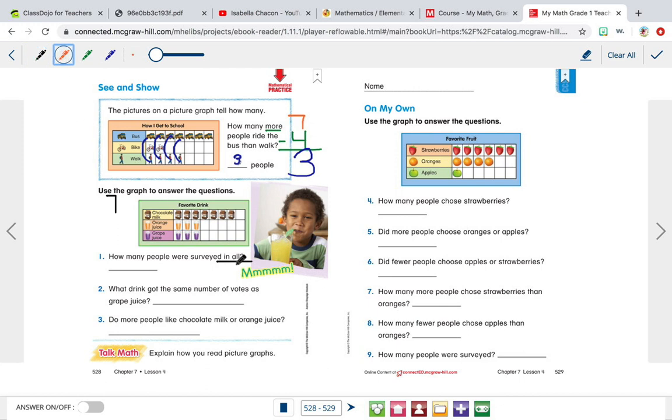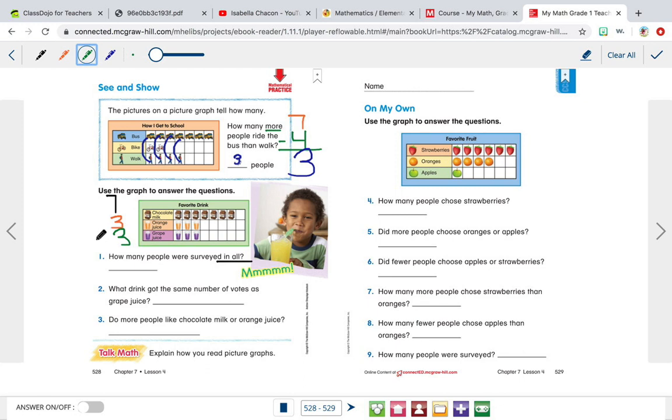How many orange juice is there? There's 1, 2, 3 orange juice. And how many people like grape juice? 1, 2, 3. So 7 people like chocolate milk, 3 people like orange juice, and 3 people like grape juice. Now, I can't say that, because they're asking us how many in all. So we need to add it all together.